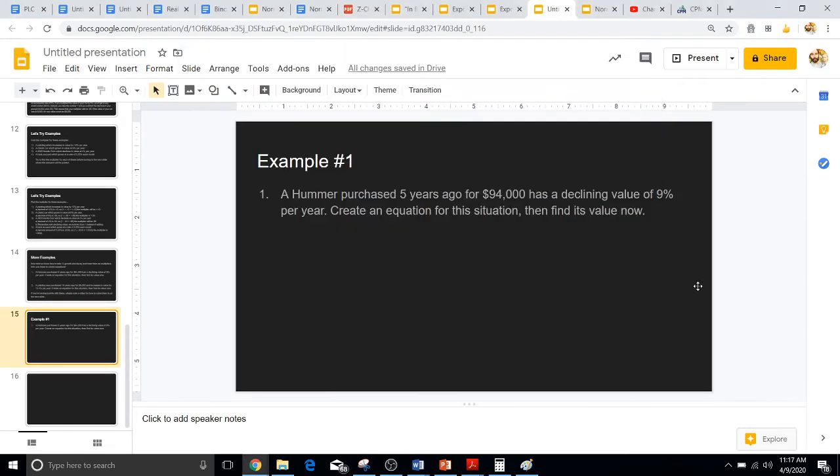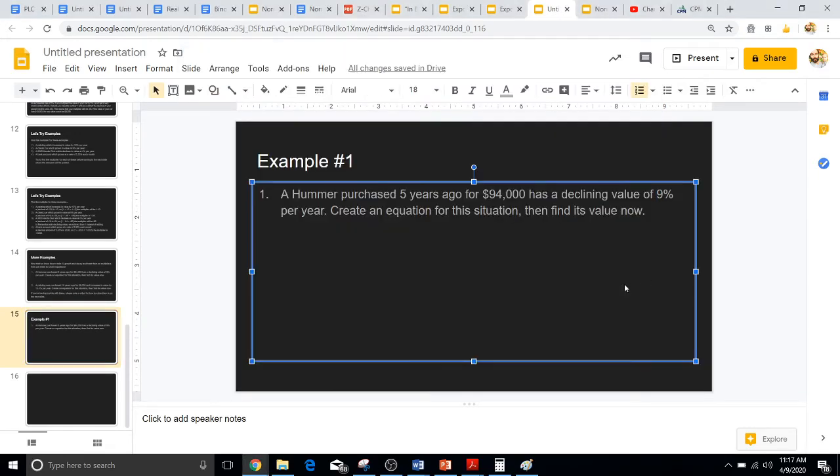Alright guys, for today's video, or one of today's videos, we're going to look at example number 1, which says, a Hummer purchased 5 years ago for $94,000 has a declining value of 9% per year. Create an equation for this situation, then find its value now.